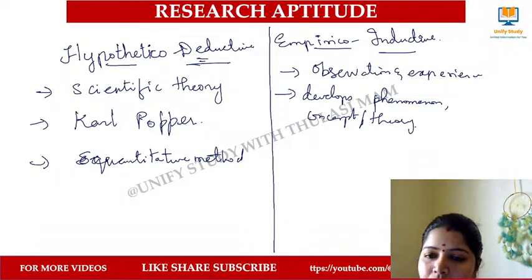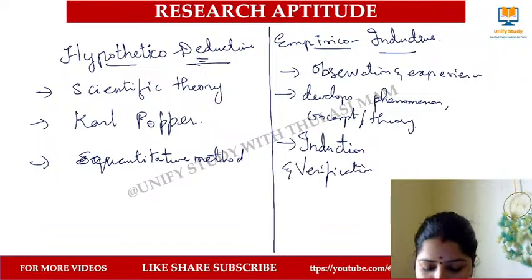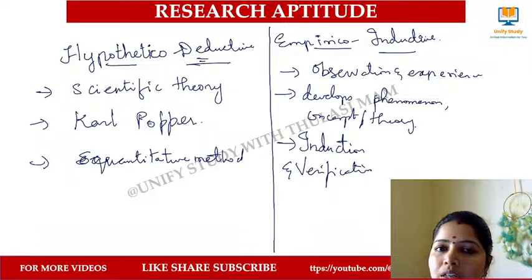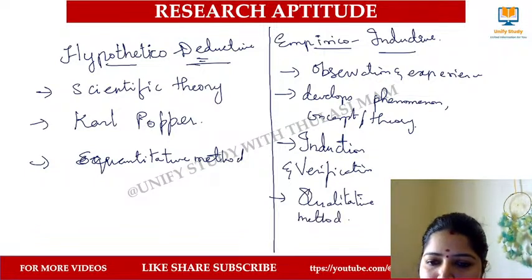So they work on induction and verification. They verify things. They get into the field and they will verify whether it has happened or not. What do you mean by inductive research? Inductive research means what? Particular to general. They'll be getting deep into it. And this is about empirico-inductive. Here it uses what? Qualitative type of research. Qualitative method of research.